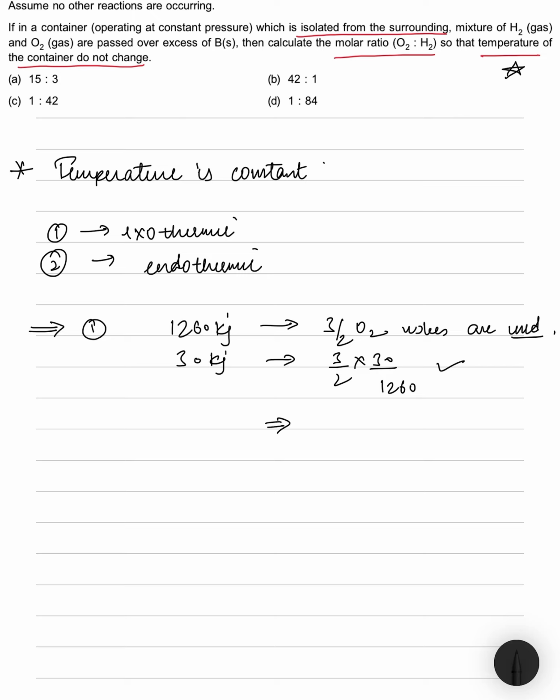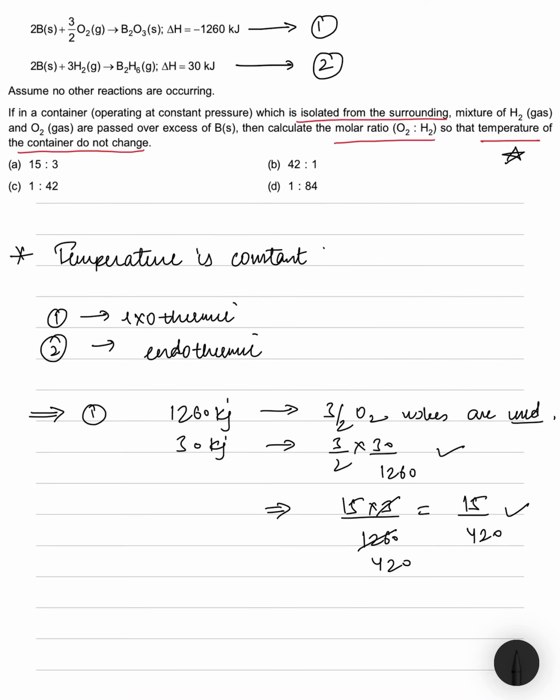So if we calculate it, it will come out to be 15 into 3 upon 1260, which is 15 upon 420, right? So this is the number of moles of O2 required for 30 kilojoule of heat production, right? Because this 30 kilojoule is required in the second reaction.